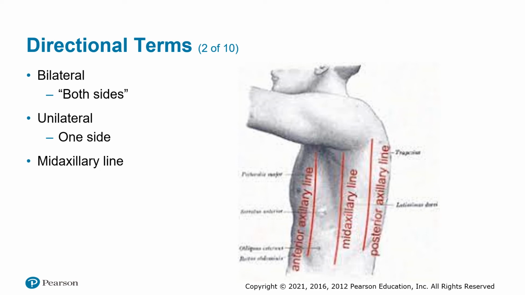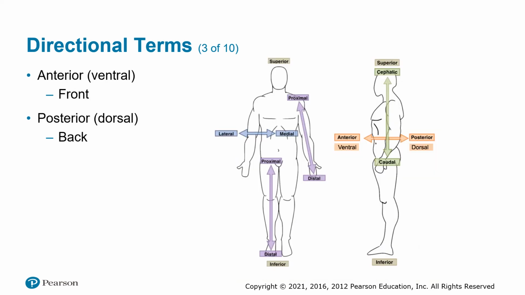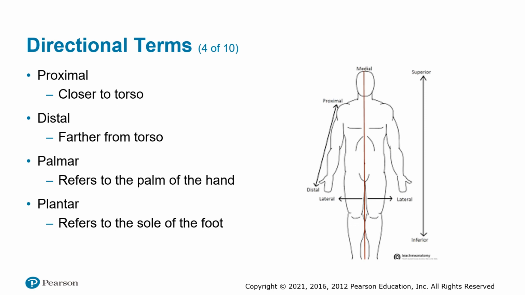And then the mid-axillary line. So the mid-axillary line runs along the side of your body, in between the armpit. It splits the armpit in half and goes down the midline of your body that way. So anterior versus posterior, pretty self-explanatory. It's also called ventral for anterior and dorsal for posterior. Okay. Proximal is closer to the torso. Distal is farther away from the torso. Palmar refers to the palm of the hand, and plantar refers to the sole of the foot.